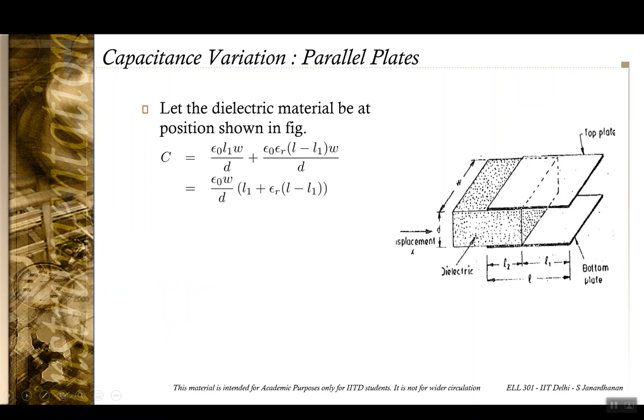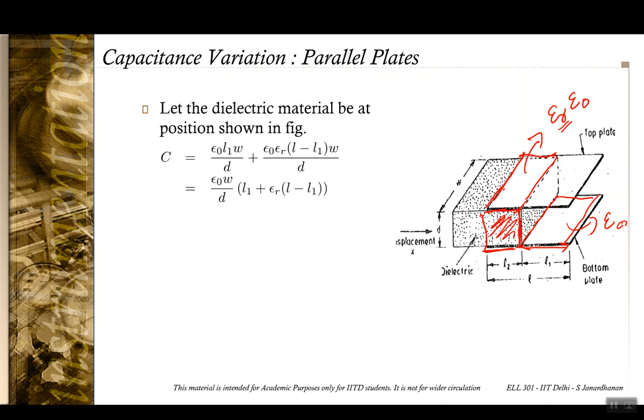Here you have a dielectric medium that is in motion. Let us say at a base case, when it is at rest, L1 portion of this capacitor is with air, that is with a dielectric constant of epsilon zero, and L2 is with some other medium as a dielectric medium, and so the dielectric constant is epsilon r epsilon zero, where epsilon r is the relative permittivity of this material.